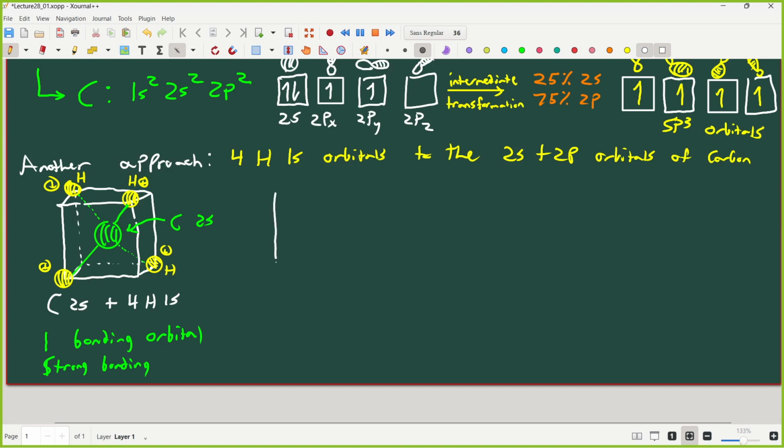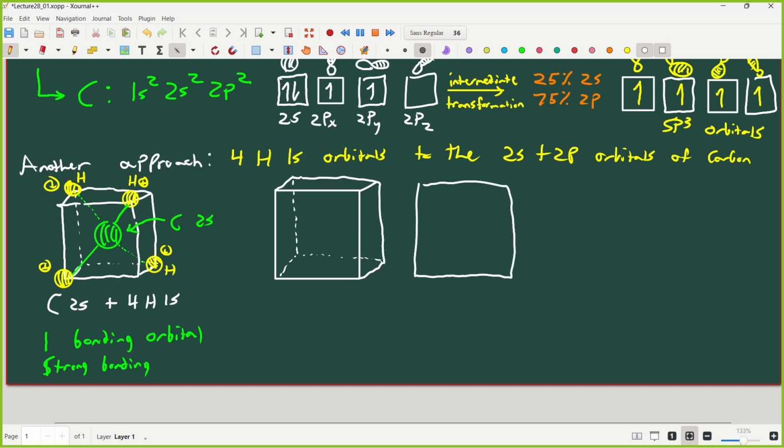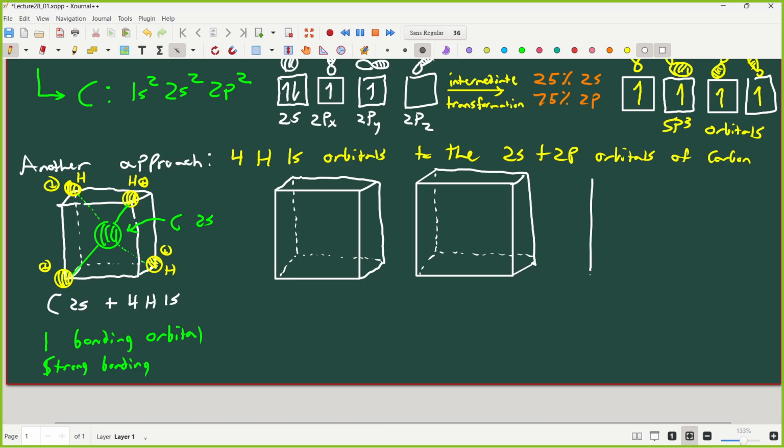So let me draw a couple more boxes. I'm going to draw 3 more, one for each p orbital. And again, if you find an easier way to quickly draw these, that's fine. I just think it's easier to see things in cubes. And we'll do one more.